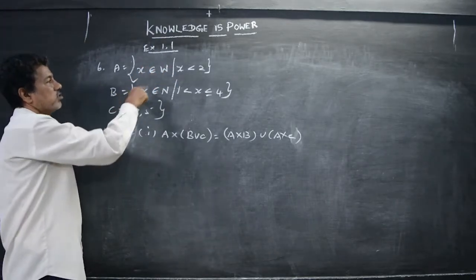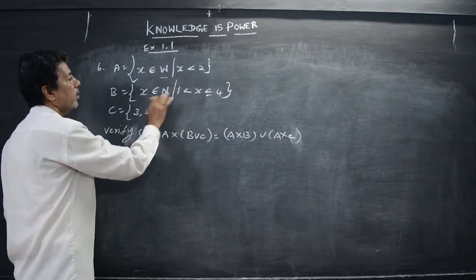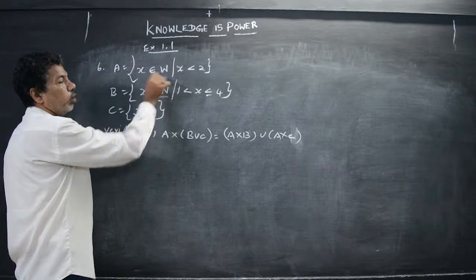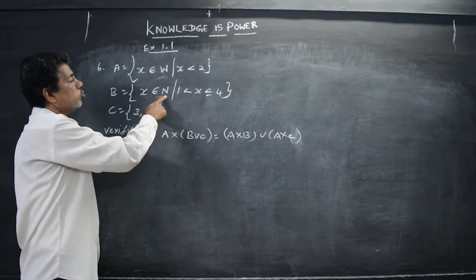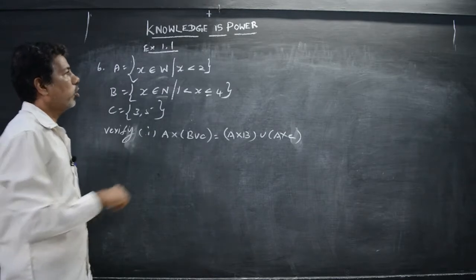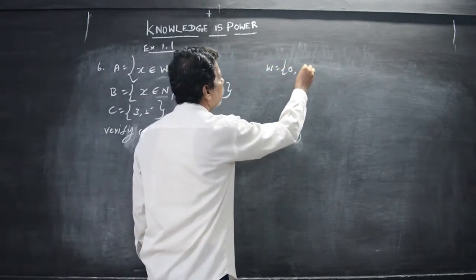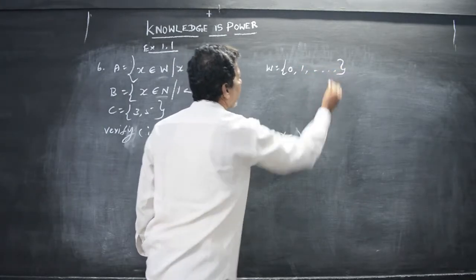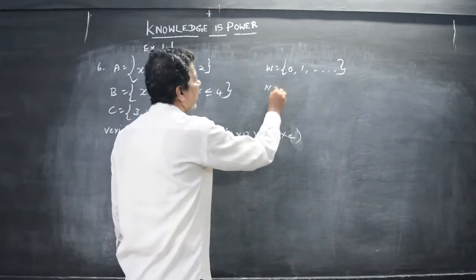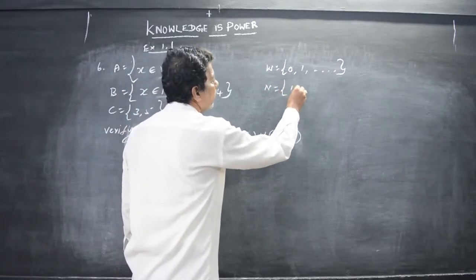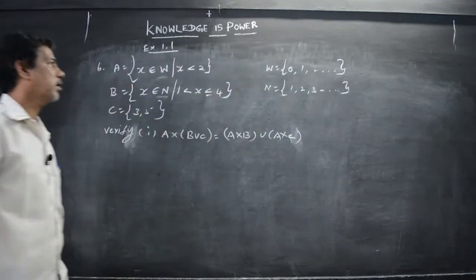And some of the things we have studied in the last year, you know about it. What is W, what is N? W belongs to whole numbers, whereas N belongs to natural numbers. So already we know that the whole numbers start with 0, 1 till the end where it is given, and natural numbers start with 1, 2, 3 like that till the end where the condition is given.